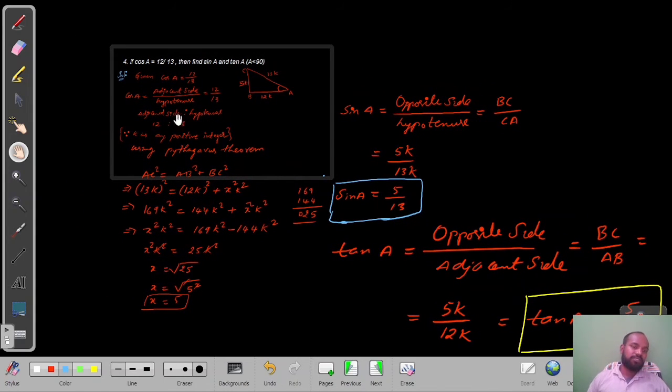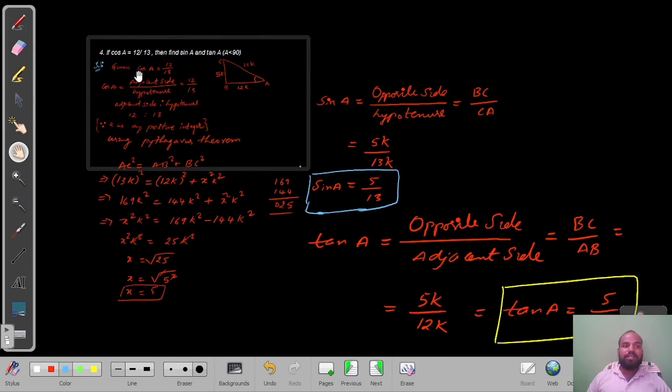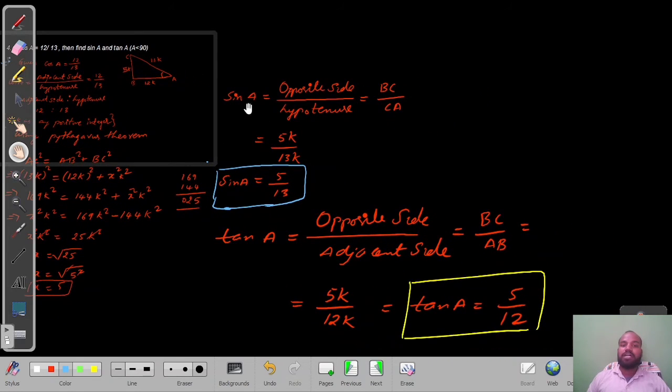Once again I will explain overall what we are doing. First, he has given cos A equal to 12 by 13. We have the formula cos A is equal to adjacent by hypotenuse. So I take one triangle, put the adjacent and hypotenuse values, and find the unknown value by using Pythagoras theorem. Then I find the values of sin A and tan A. This is your problem. We are stepping to the next problem.